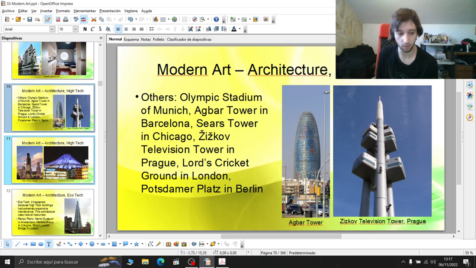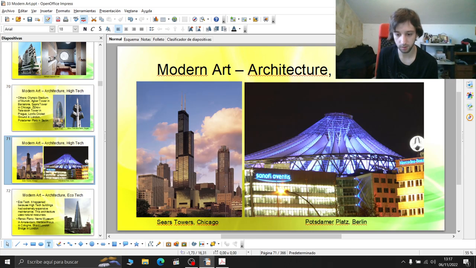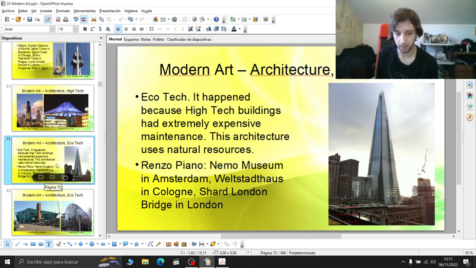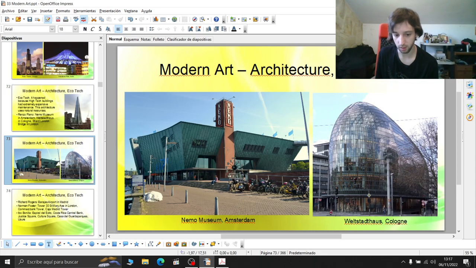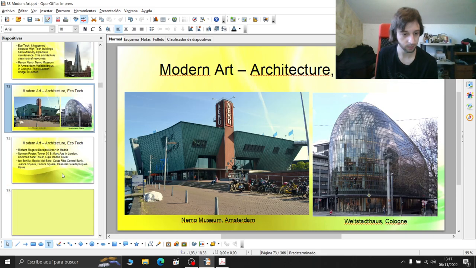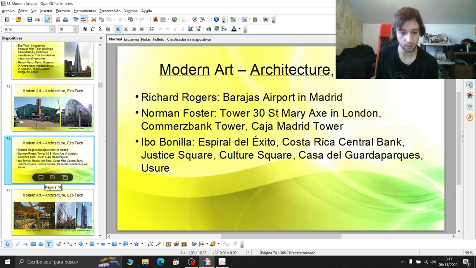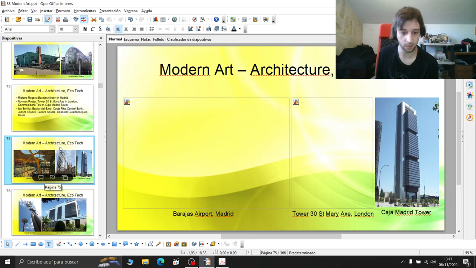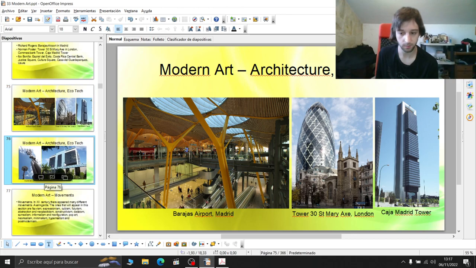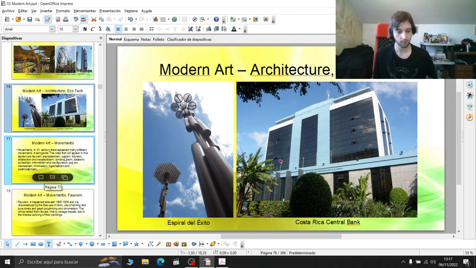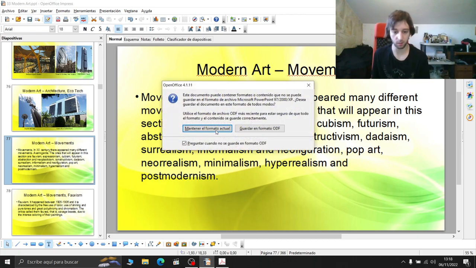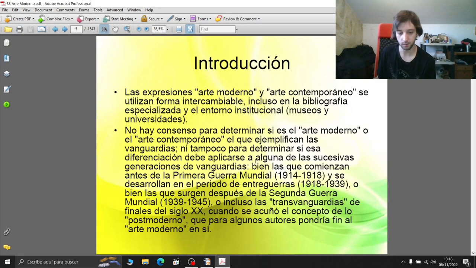Here are more examples. And Ecotech, it happens because high-tech buildings had extremely expensive maintenance. This architecture used natural resources. Here are some examples, here and here. Richard Rogers, Norman Foster, Ivo Bonilla. Okay, now the movements, but first I'm going to show more pictures here.